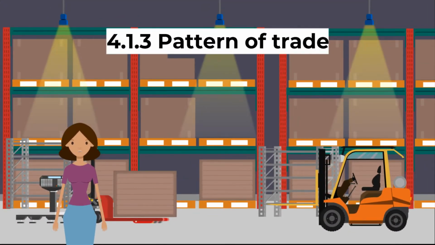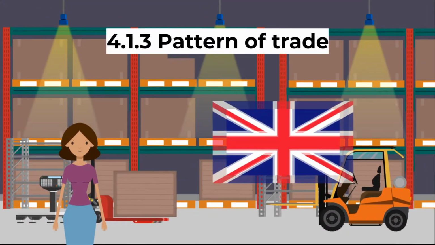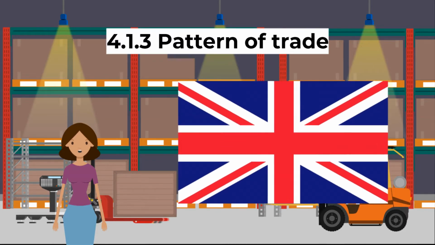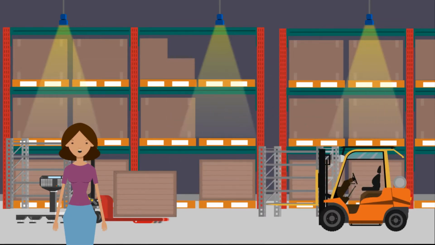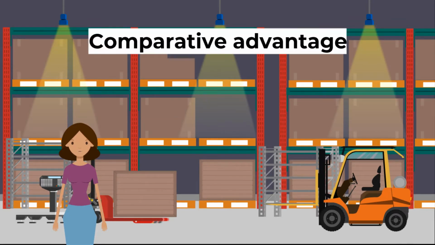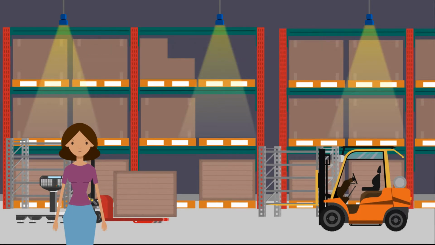The next subject we need to look at is the pattern of trade. The UK used to be the workshop of the world, exporting huge amounts of goods, but the 1970s and 1980s saw a process of deindustrialization, with exports of services becoming increasingly important. The UK's entry into the European Union led to an increase in trade with Europe. What are the factors influencing the pattern of trade? Comparative advantage. Countries will trade where there is a comparative advantage to trading. A change in the comparative advantage will affect the trade pattern.